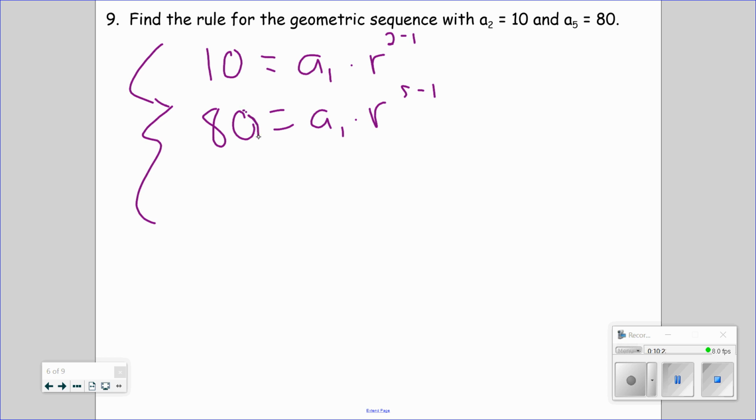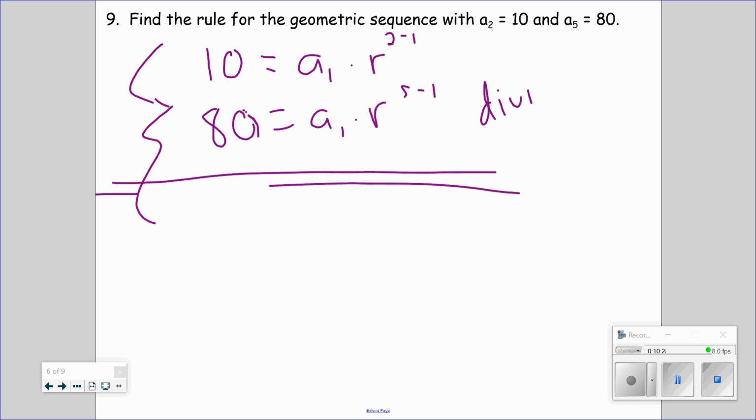We did elimination. Do you remember how we set up the elimination? We divided these two equations by one another. And I'm going to divide the bottom one by the top because that just makes more sense. The bottom one has an r to the fourth. The top one has an r to the first. So dividing in that direction makes the most sense.